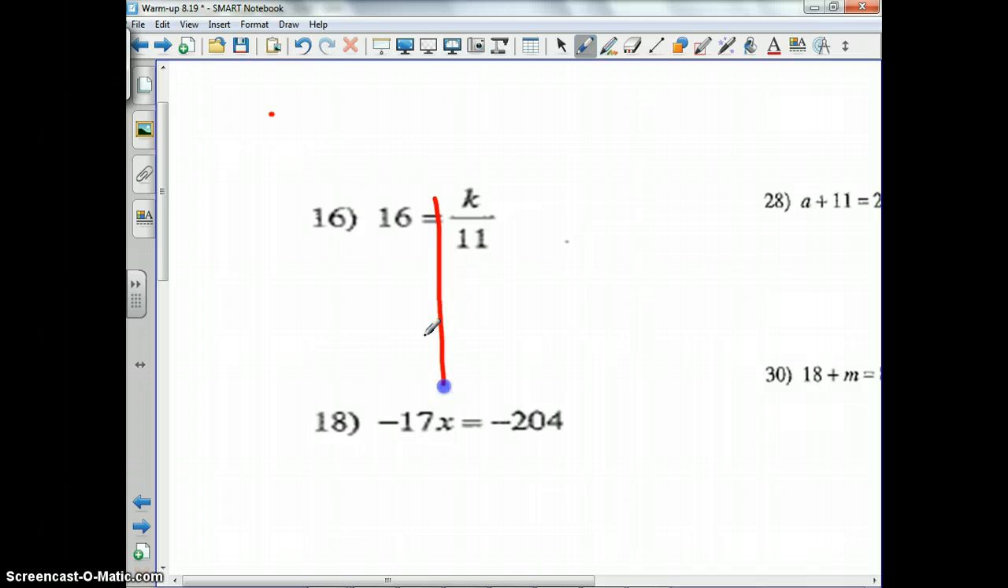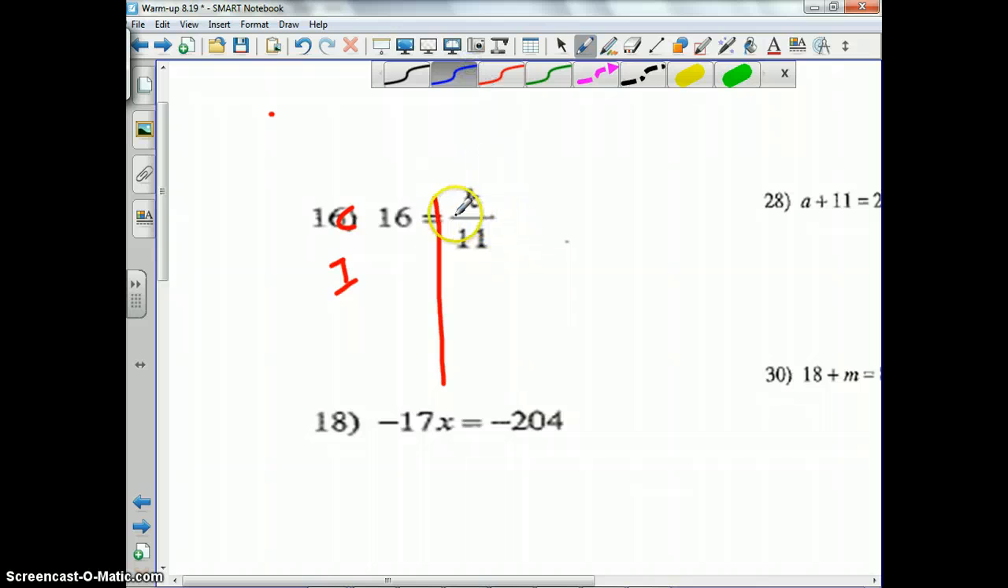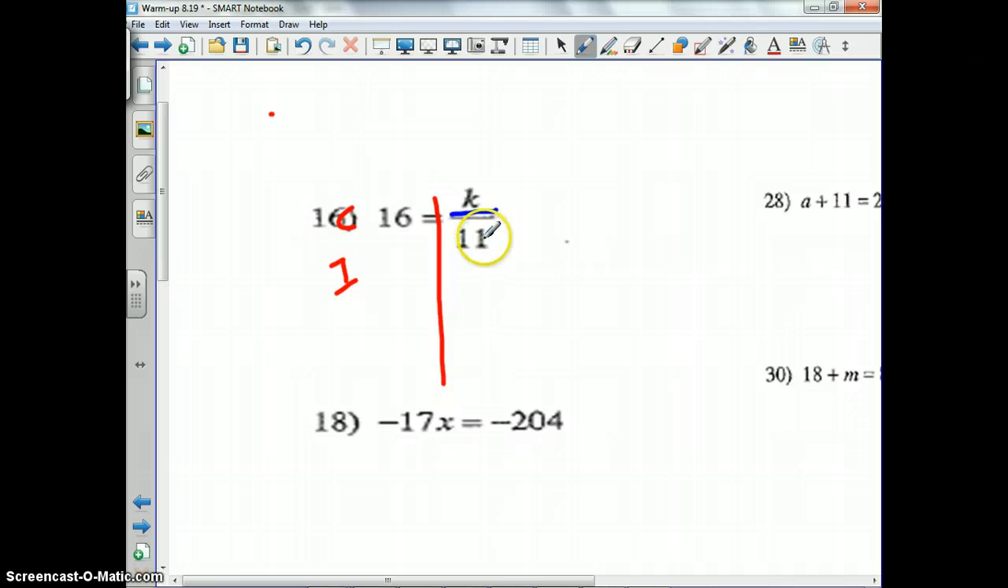Remember, the first thing you should do to every problem is copy it. Now, on these you don't have to copy them because they're already copied. But if you worked them on a separate sheet, you would need to copy the problem over, not just the work that you're doing. Then remember, we always show the inverse. Now for this one, the inverse is the opposite of whatever's with the k, so it's divided by 11. The opposite of division is multiplication. Remember, multiplication and division are inverses. And then addition, subtraction are inverses, or opposites.